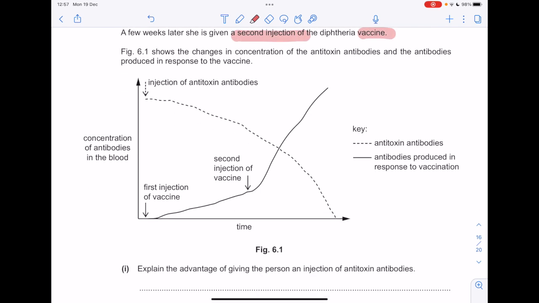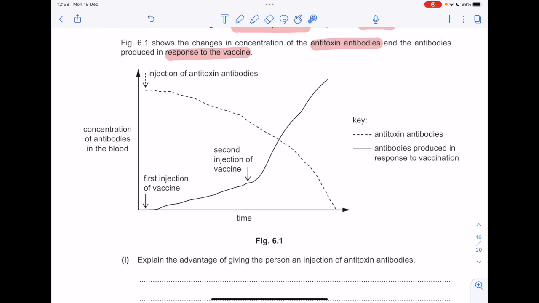Figure 6.1 shows the changes in concentration of the antitoxin antibodies and the antibodies produced in response to the vaccine. So here we're injecting a huge number of antitoxin antibodies, which will try to neutralize the toxins produced by the diphtheria, and over time we can see them dropping off. And then, as you'd expect, with the injection of the vaccine, the antibodies are slowly increasing as those lymphocytes respond to the antigens inside the vaccine. So they start producing antibodies. There are some memory cells made, and then the second injection of vaccine means that those memory cells can rapidly produce large numbers of antibodies.